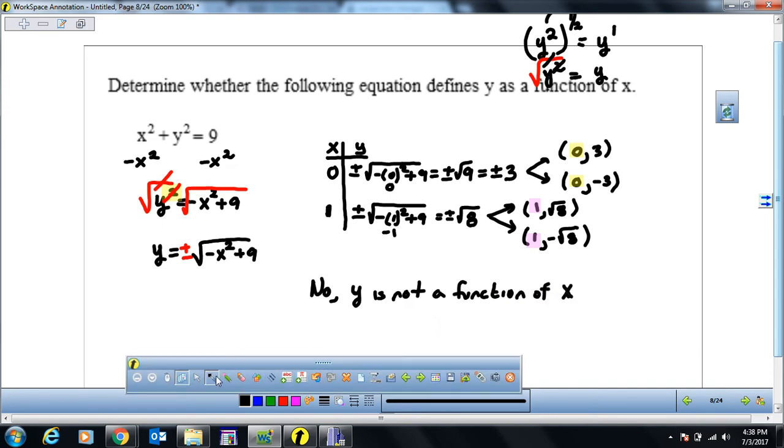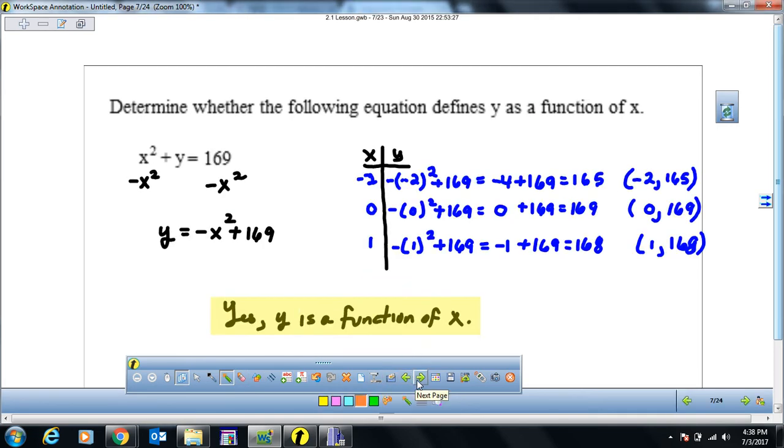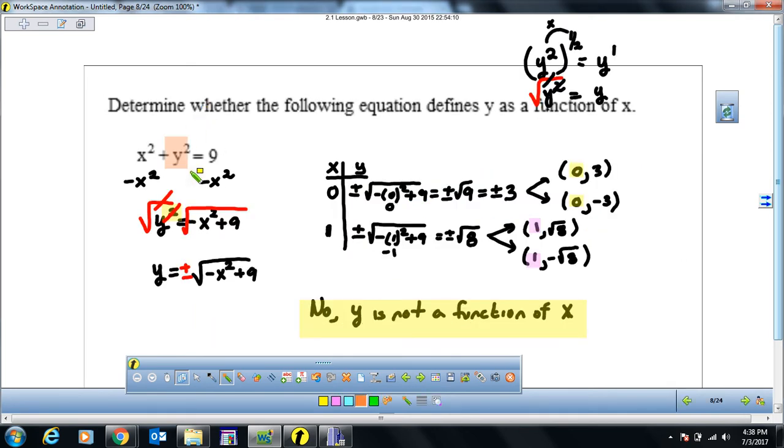Now, I want you to look at this equation and make a comparison with the equation on the previous problem. What is the difference in this equation that makes this not to be a function compared to the previous equation? This equation has a y squared.